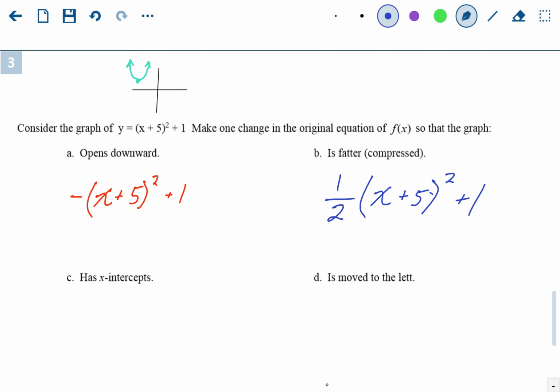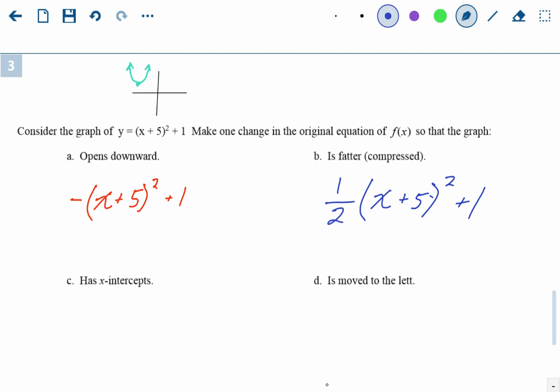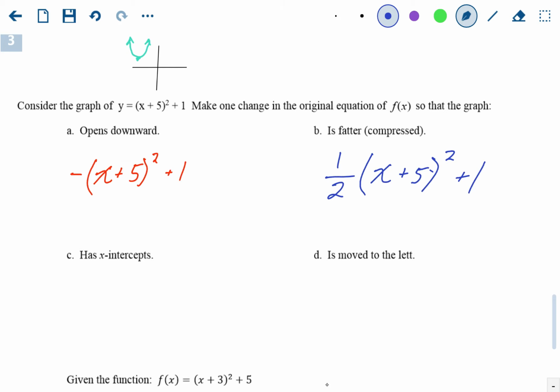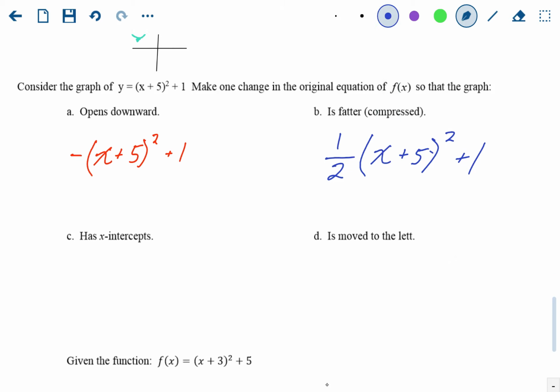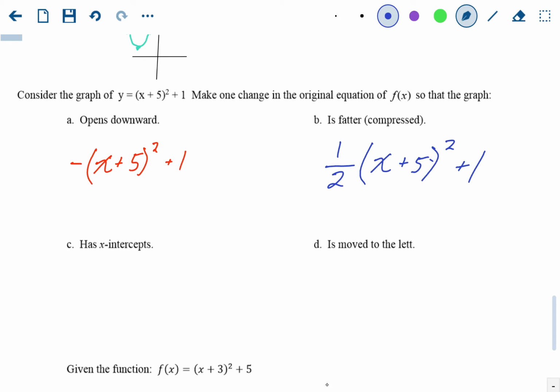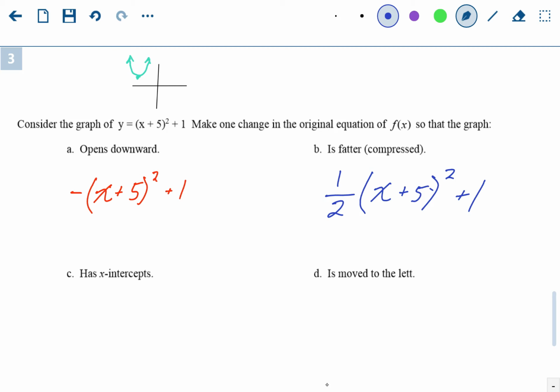Part C has x-intercepts. So that graph currently doesn't have x-intercepts because the vertex is above the x-axis and opens up. All of these have a lot of different answers except for A. If you needed to have x-intercepts, one way you could do that is just flip it upside down. Okay. If we had that graph that now opens downward, that's automatically going to give us x-intercepts.